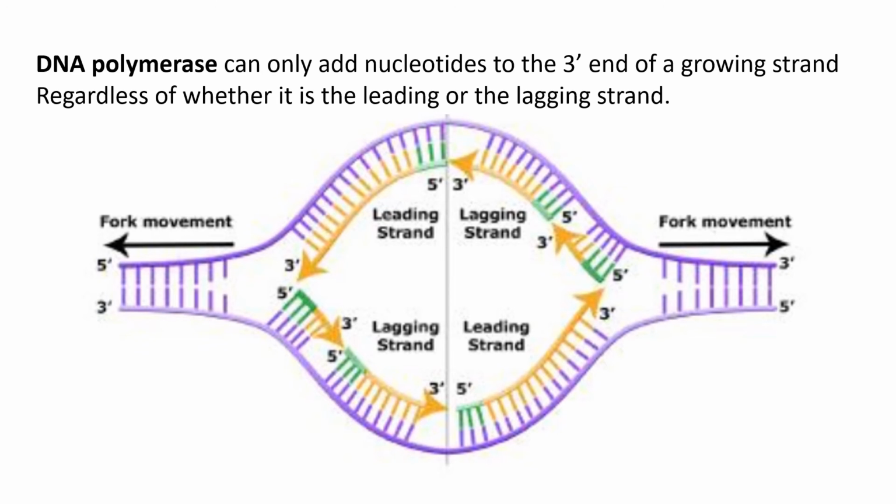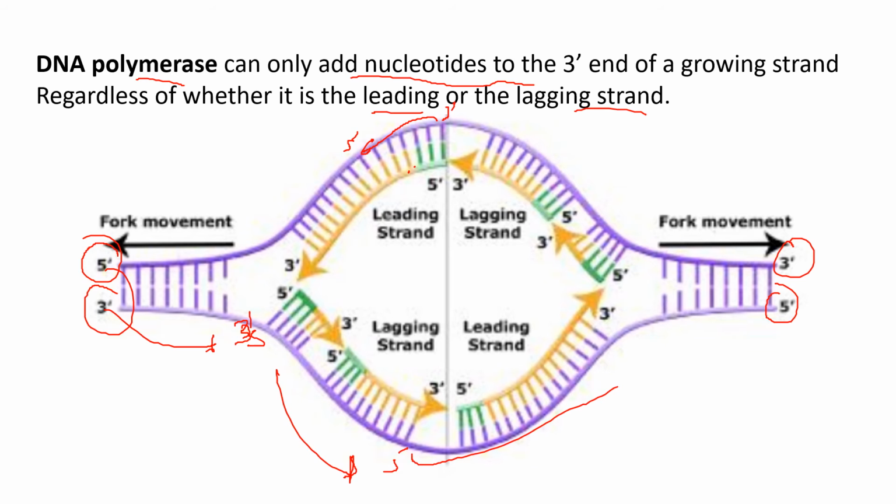To answer this question, if you remember, this is the 5' and here is the 5', and this is the 3' and this is the 3'. And as we said before, the DNA polymerase only adds nucleotides at the 3' end of the growing strand, independent of whether it is the leading or the lagging strand. So here it goes from the 3' to the 5', and here also it goes from the 3'. This will be the 3', and this will be the 5' as you can see here. So only one option is correct.